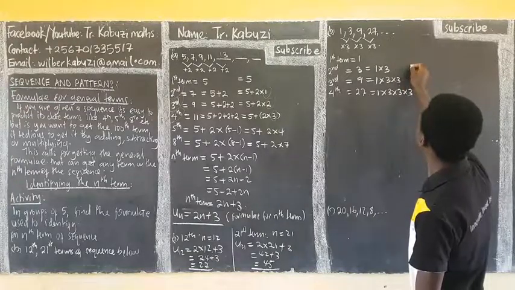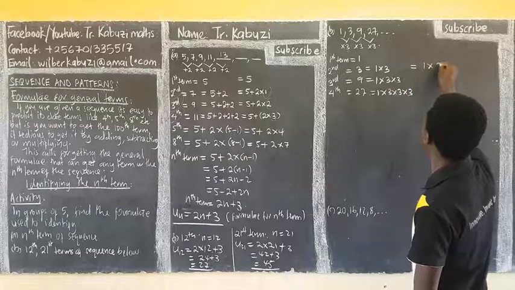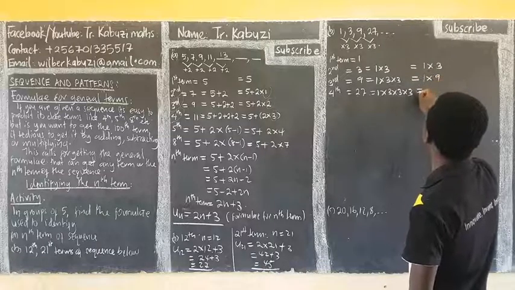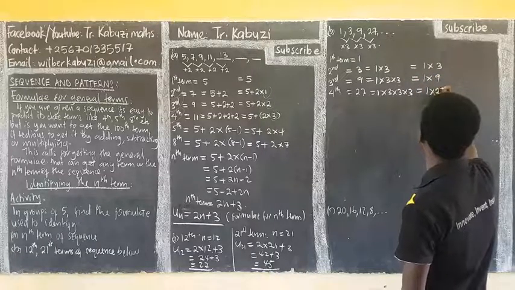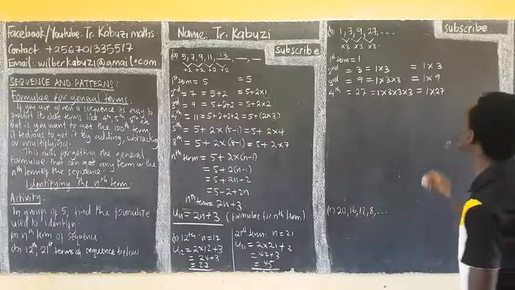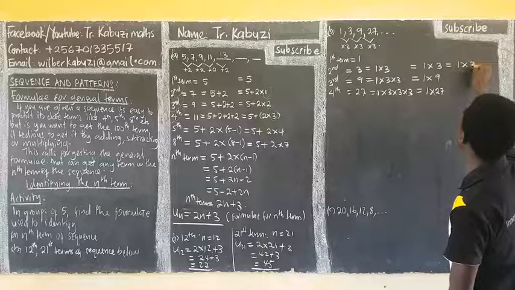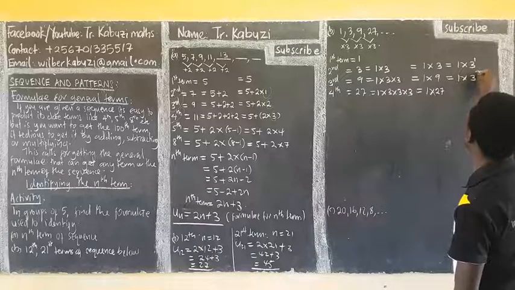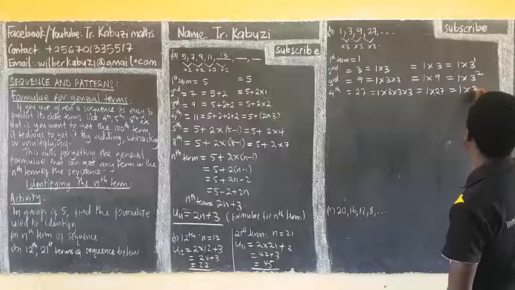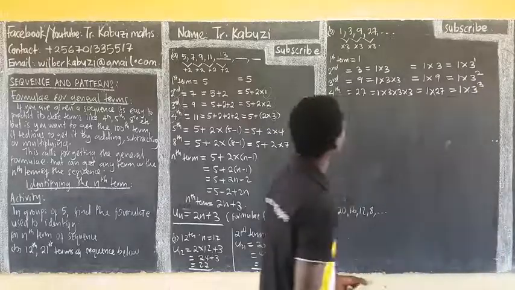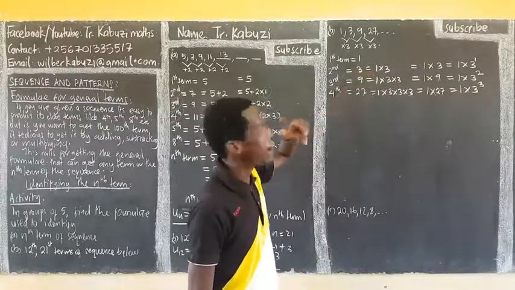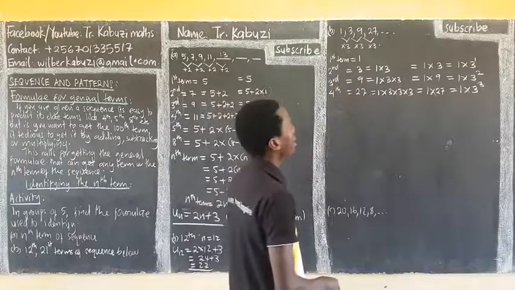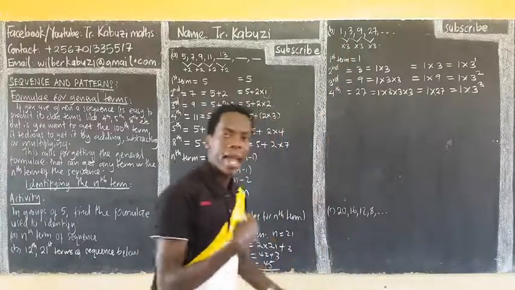Now you can see this is the same as 1 times 3. This would be 1 times 9. This would be 1 times 27. So what do you note? You note that this is going to be 1 times 3 power 1. This is the same as 1 times 3 power 2. It's the same as 1 times 3 power 3. So this 1 here is the same as 1 times 3 power 0. Hope you get that.